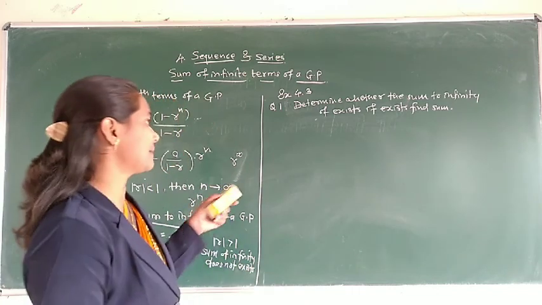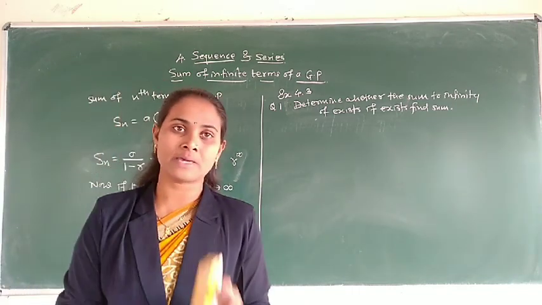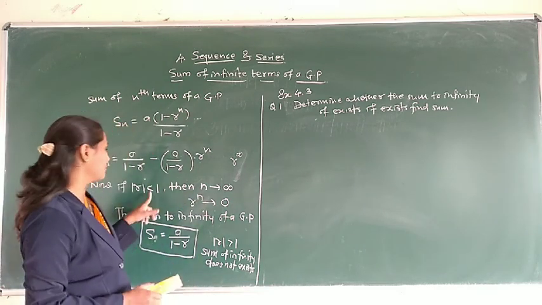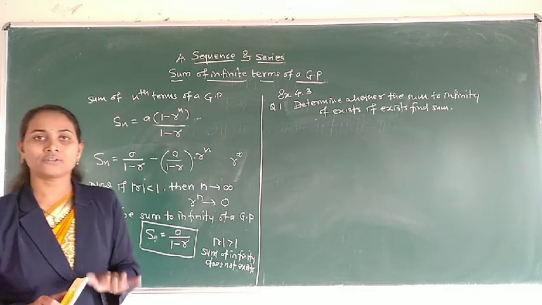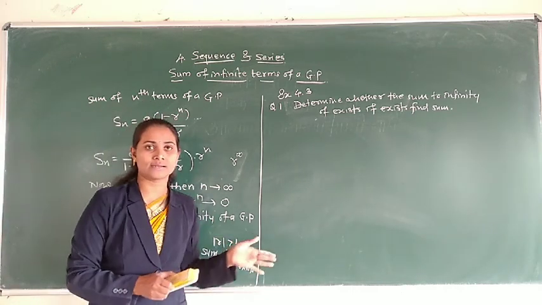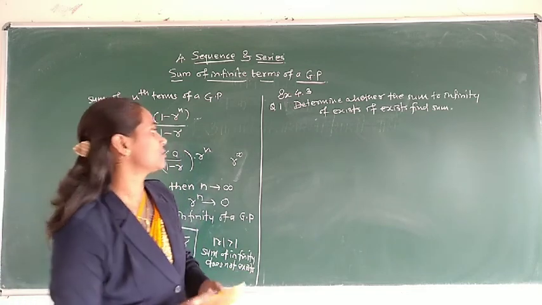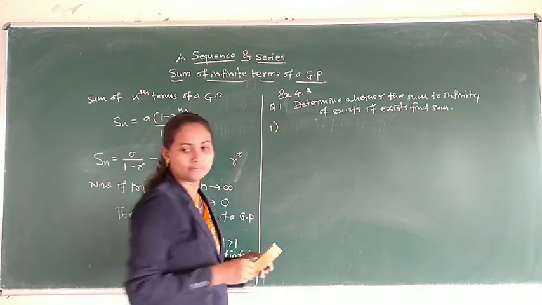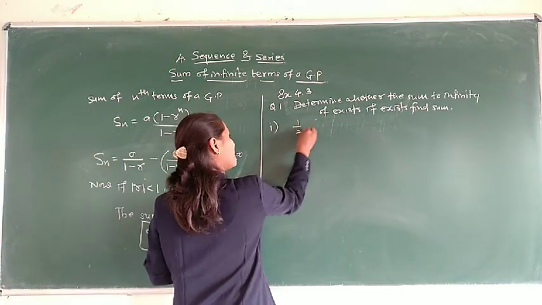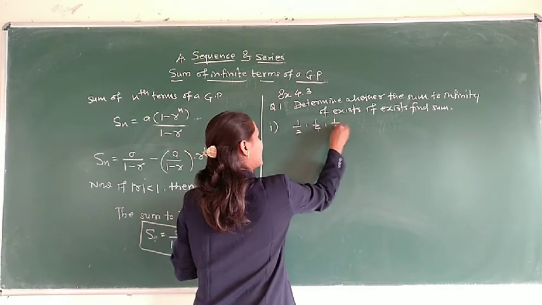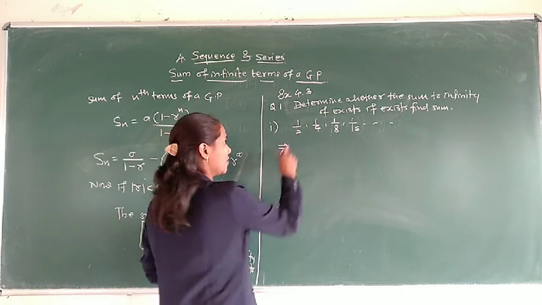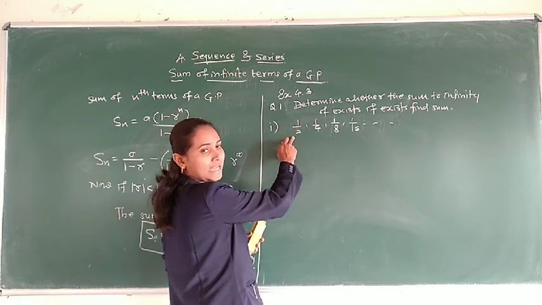First we have to determine whether the sum to infinity of GP exists. When does the sum to infinity of GP exist? If our value of modulus r is less than 1, then sum to infinity of GP exists, and if modulus of r is greater than 1, then sum to infinity of GP does not exist. So the first sequence we have given is 1/2, 1/4, 1/16 and so on. So let us see the solution. First here we have given the first term, that is half.